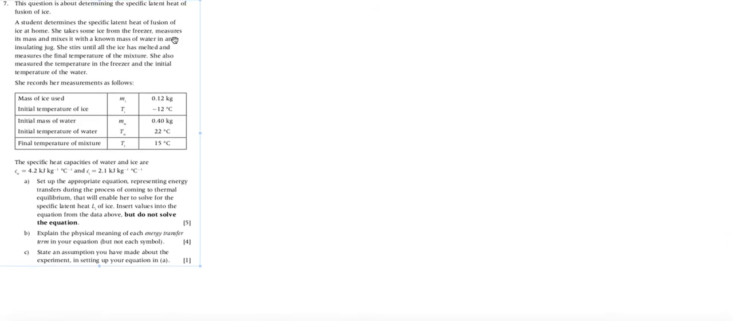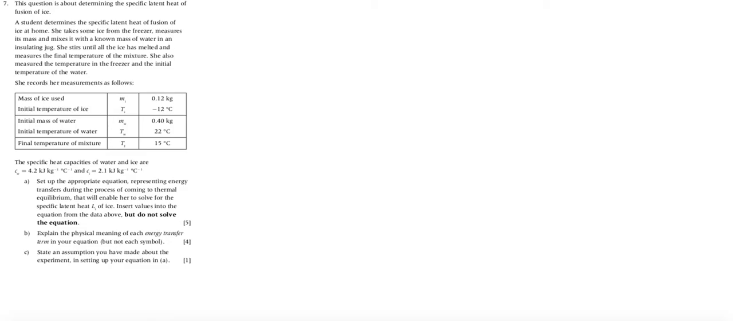Okay, this question is about determining the specific latent heat of fusion of ice. A student determines the specific latent heat of fusion of ice at home. She takes some ice from the freezer, measures its mass and mixes it with a known mass of water in an insulating jug. She stirs until all the ice has melted and measures the final temperature of the mixture. She also measured the temperature in the freezer and the initial temperature of the water. She records her measurements as follows.